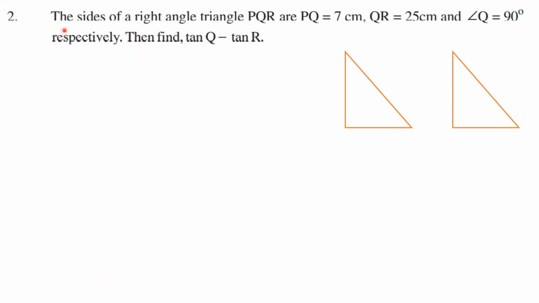Question number 2. The sides of a right angle triangle PQR are PQ equals 7 centimeters, QR equals 25 centimeters, and angle Q equals 90 degrees respectively. Then find tan Q minus tan R. They have given that angle Q equals 90 degrees. If you take angle Q as 90 degrees, it is not possible to find tan Q minus tan R. So they have given that wrong here.